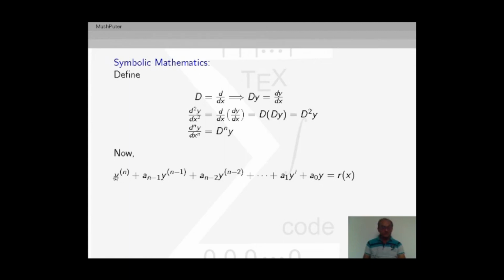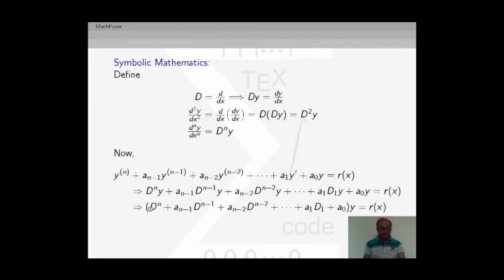Now we are going to substitute dny by dxn as D raised to n into y, plus the n minus 1th derivative of y. By this rule it is D raised to n minus 1 into y. Similarly, this is plus a n minus 2 into D raised to n minus 2 y, and we continue in this manner, plus a1 D y plus a0 y is equal to r(x). Now look at the left hand side, we take y common, so we have this form into y is equal to r(x).